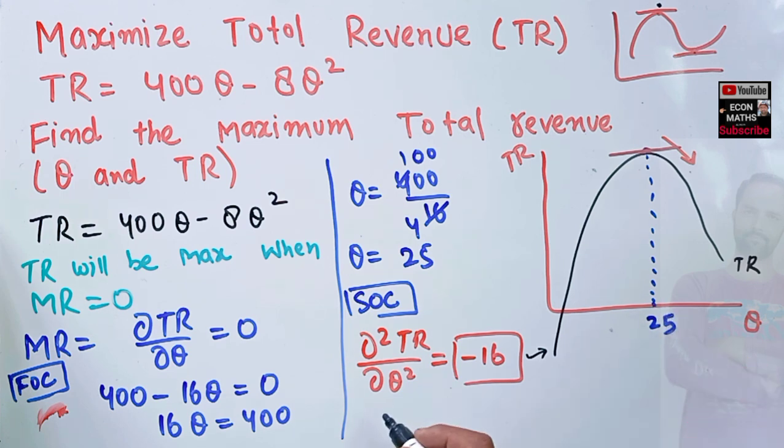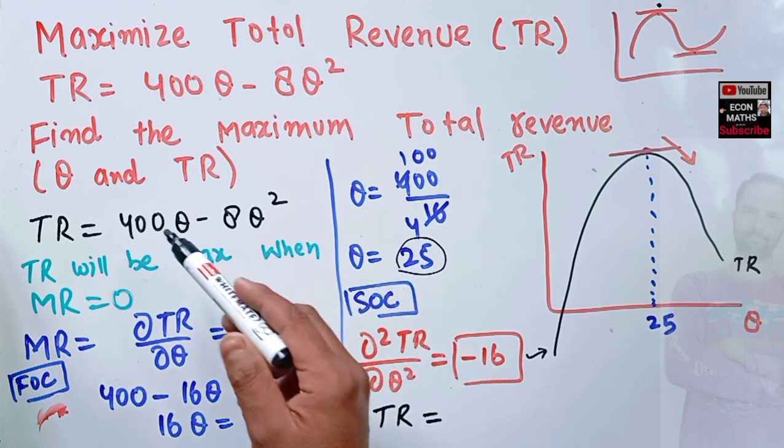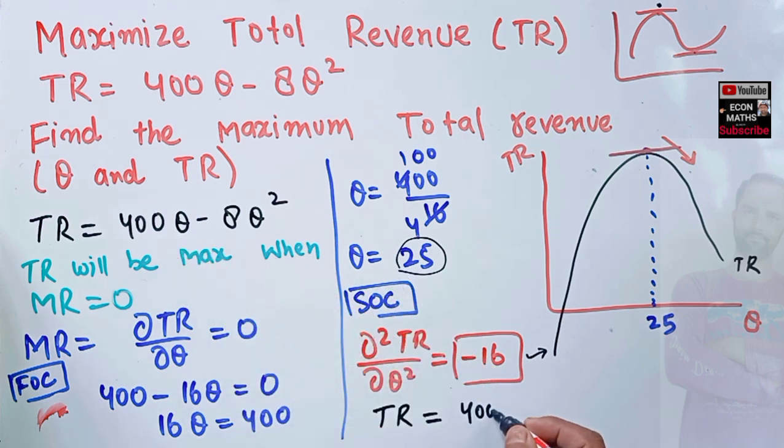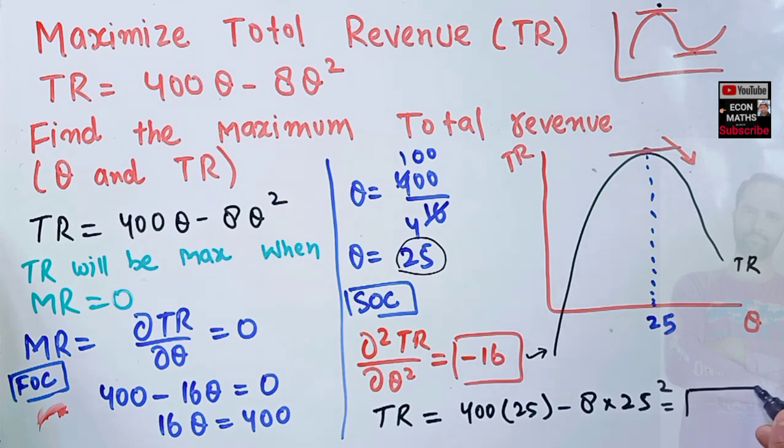Now the corresponding maximum total revenue: simply plug the value q = 25 into the revenue function, that is 400 into 25 minus 8 into 25². When you solve this, it will give you the maximum total revenue.